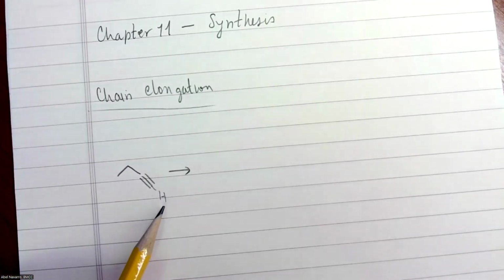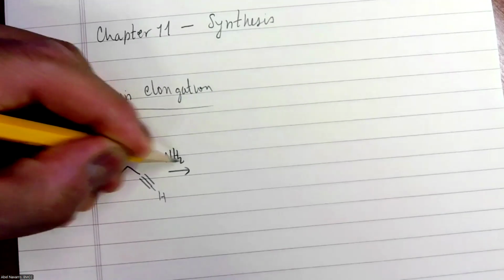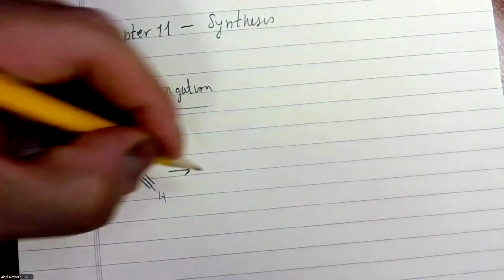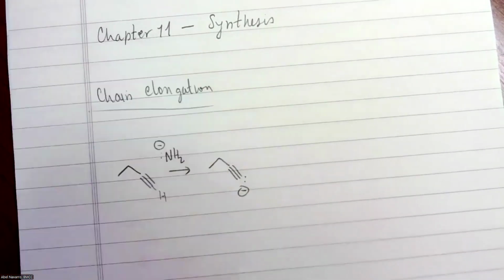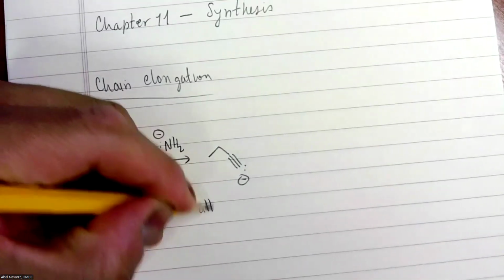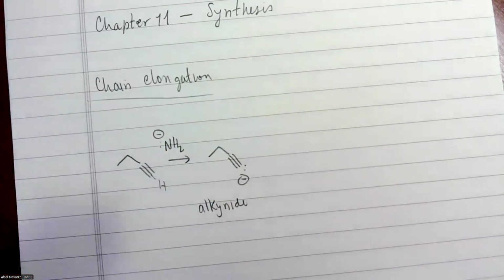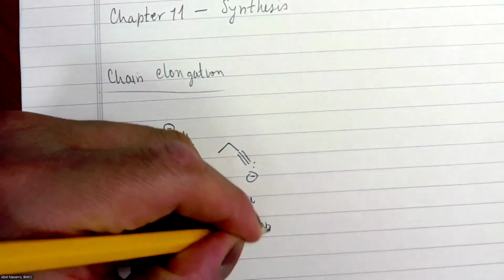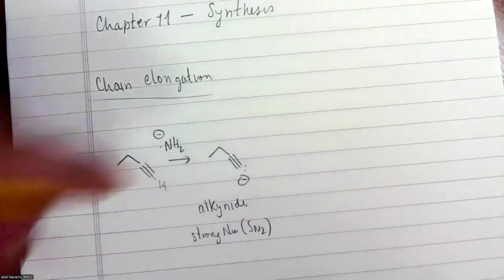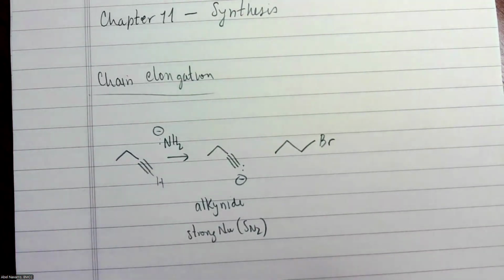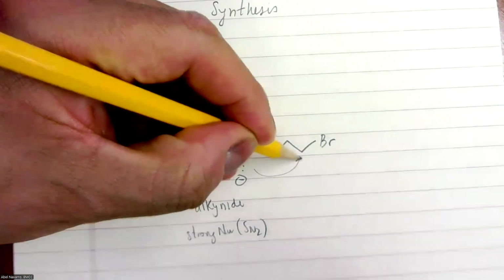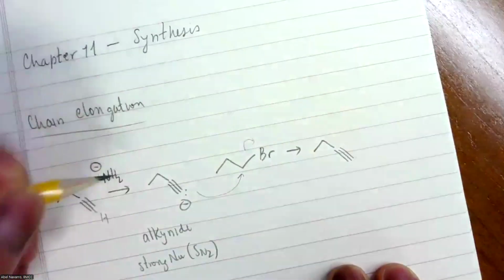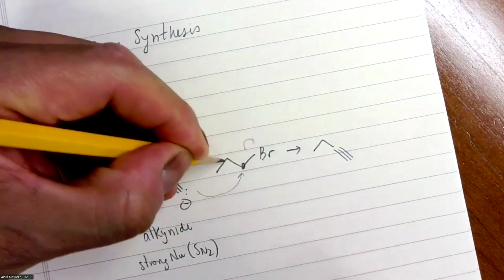This hydrogen is kind of acidic, so we need a strong base. Normally the amide ion is used for that. You will produce the alkanide ion. This alkanide ion is a very strong nucleophile. As a strong nucleophile, it can do SN2 reactions. So if I have this alkyne, I can make it react with an alkyl halide, and it will do an SN2 attack. So it will attack here. What happens? Well, the alkyne will be there, and then it will attack here. That's 1, 2, and 3.